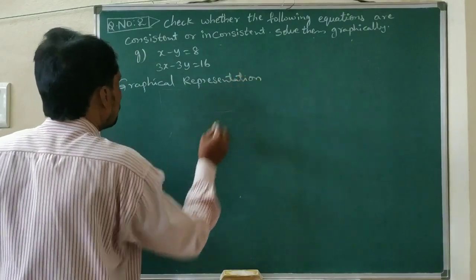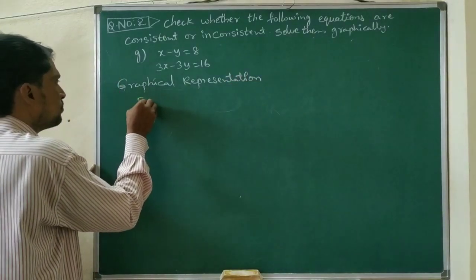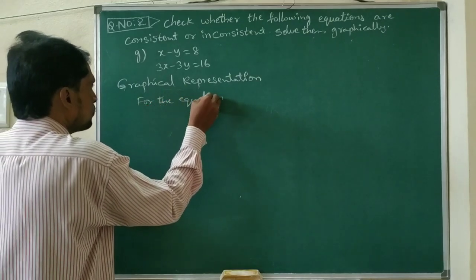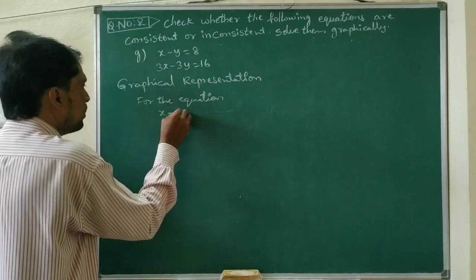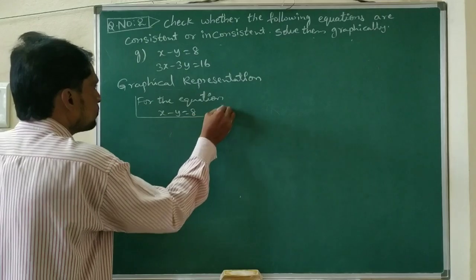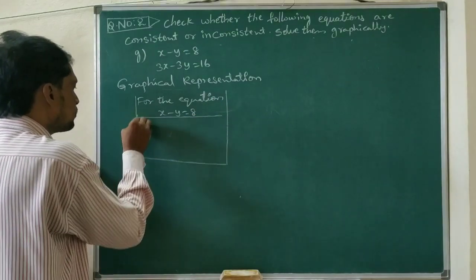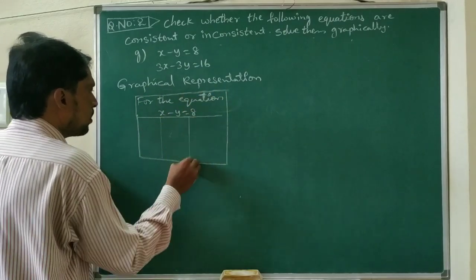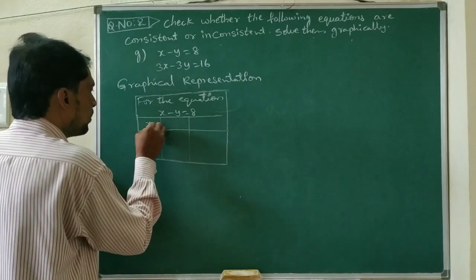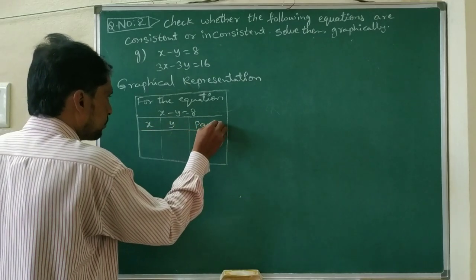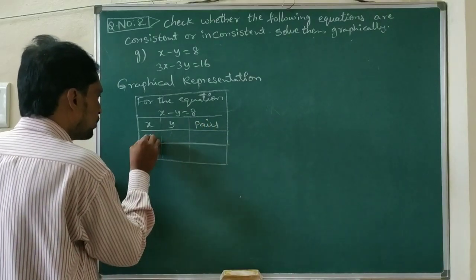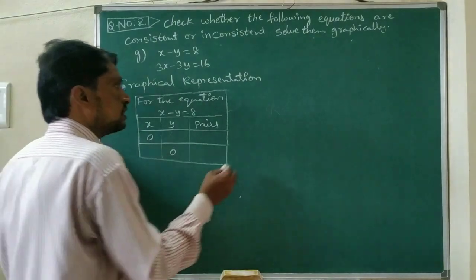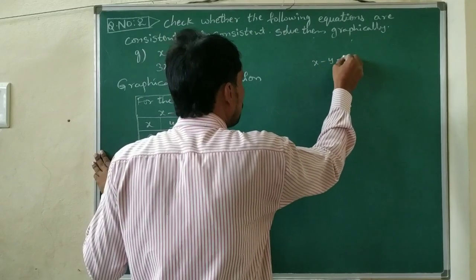Graphical representation. So in that first equation, for the equation x minus y equal to 8, we need to take x value, y value, and pairs. First we assume the x value as 0, and second we assume the y value. So first I am taking the equation x minus y equal to 8.